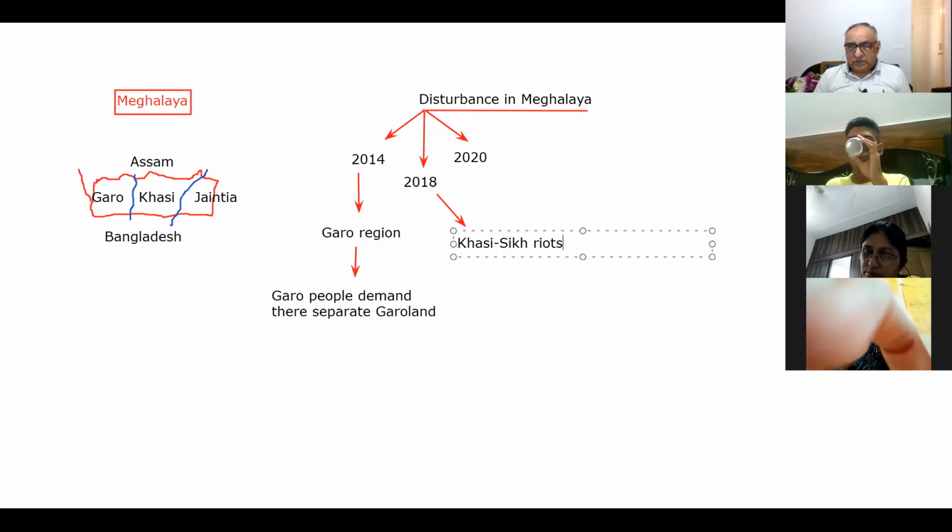Basically, what was the problem there? In a particular community where Sikhs were living, one particular day, a Meghalayan state transport bus was parked, or stopped there, for picking up the passengers, etc.